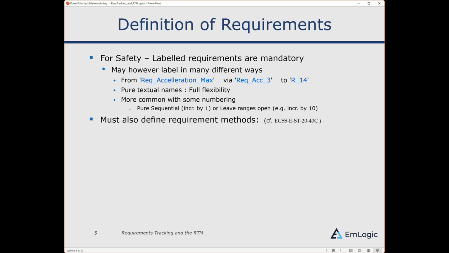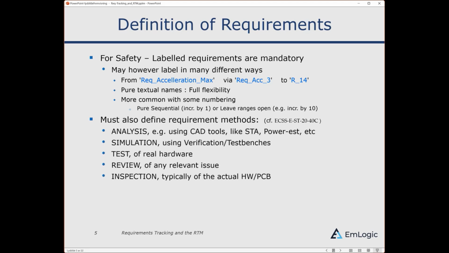We also need to define the requirements methods, and that could be lots of different things. So if I think, for instance, in the previous ECSS requirements or the ESA process, there were 4 different methods defined. Now there are 5. So there's analysis, simulation, test, review, and inspection. And this also differs from one requirement traceability philosophy, and also different certifications.